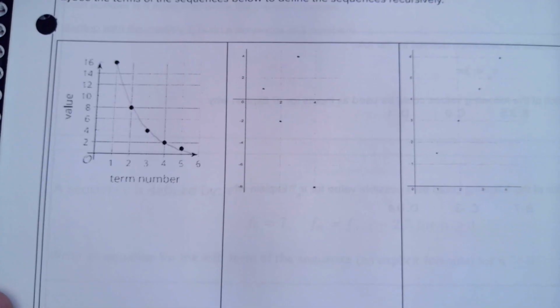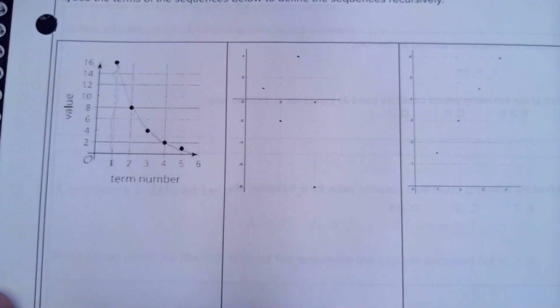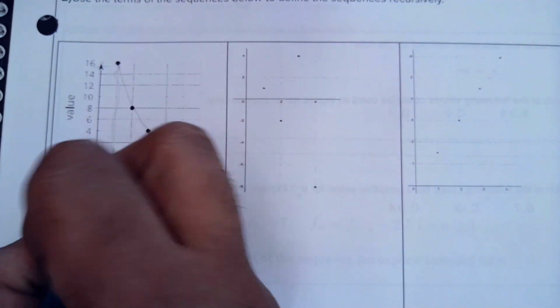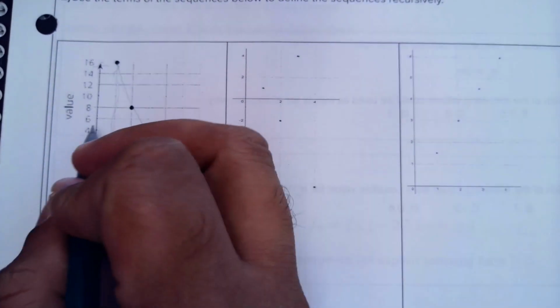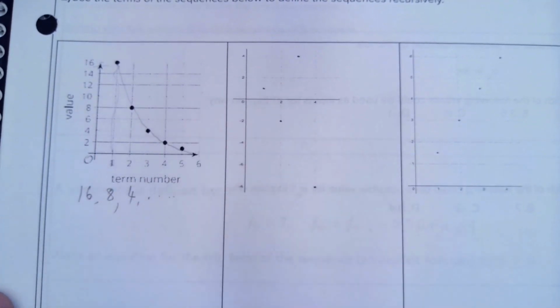Again, the x value is the term number, right? Which is the first. So your first term is 16, right? As you can see, the first term is 16. The second term is 8. The third term is 4, and so on.